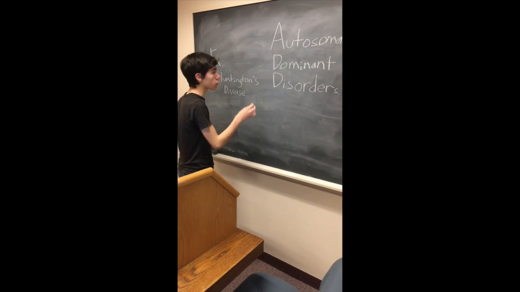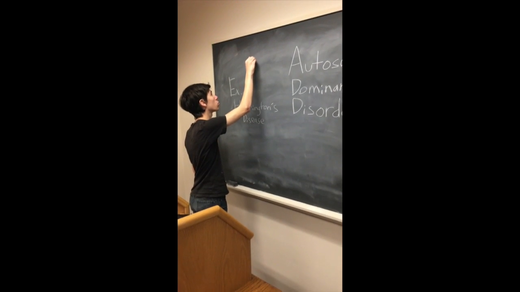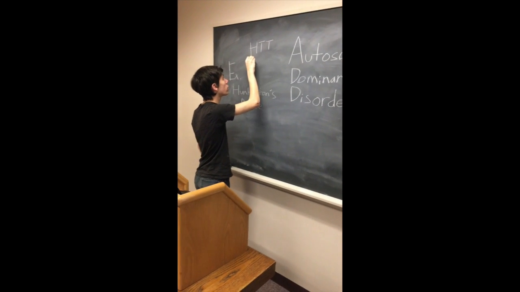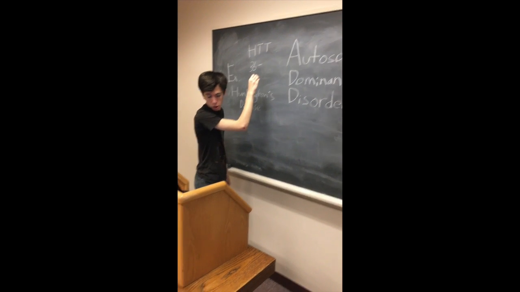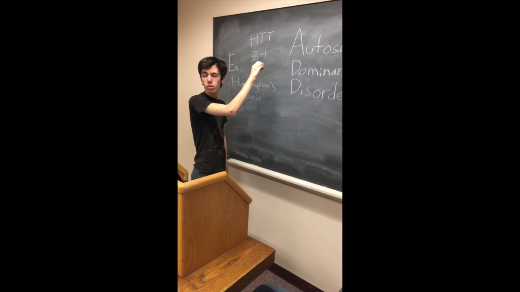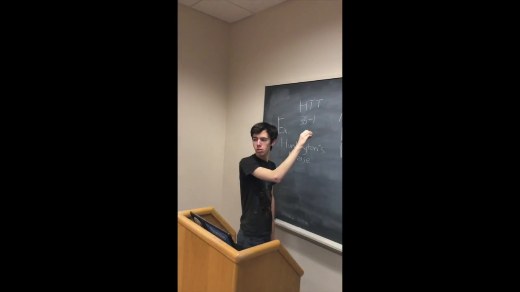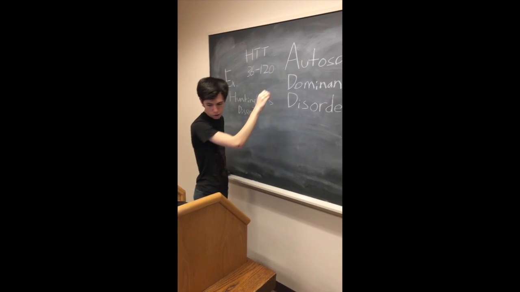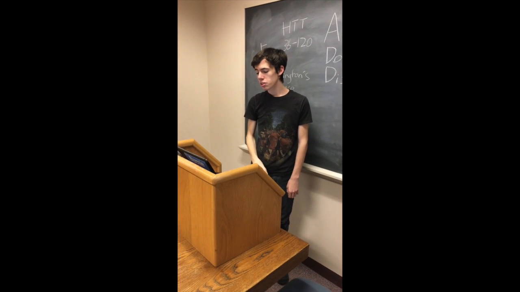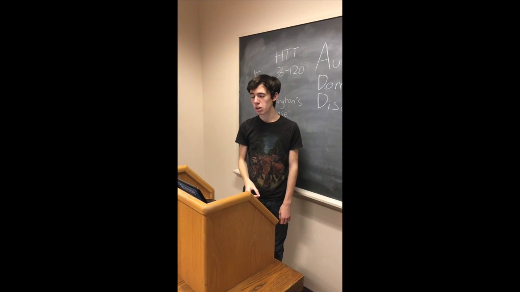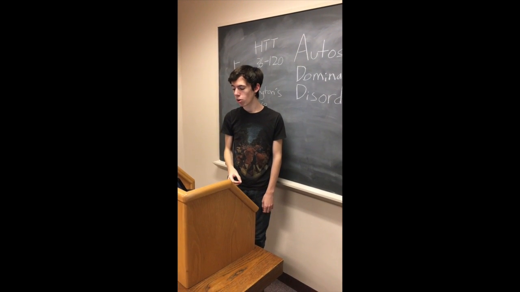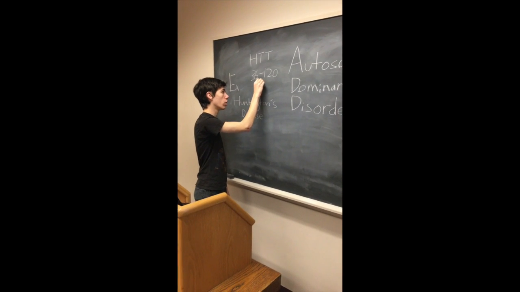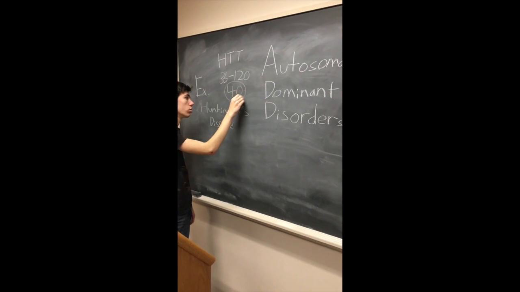The mutation causes a certain sequence of DNA proteins to repeat themselves 36 to 120 times. If there are only 36 to 39 repetitions, onset may not occur. Over 40 repetitions almost always result in onset of Huntington's disease.